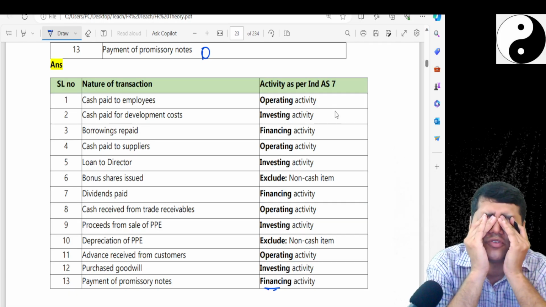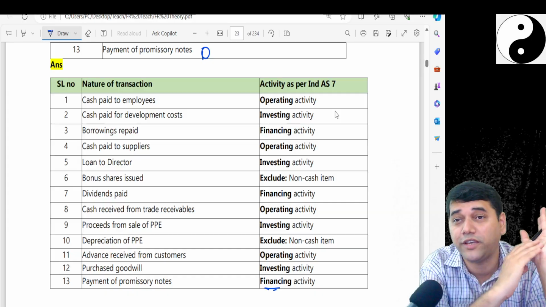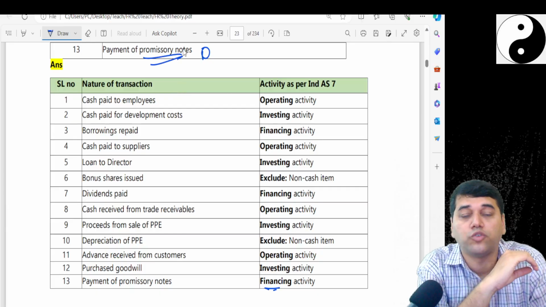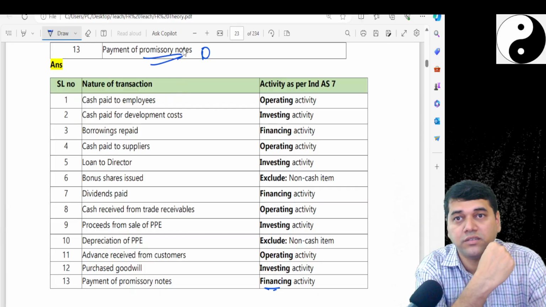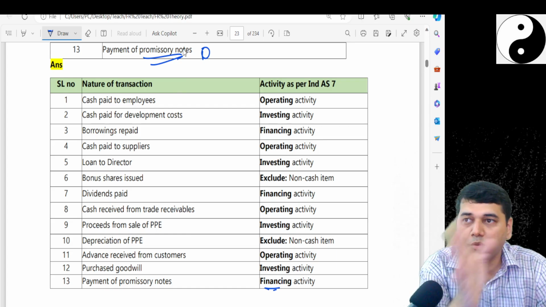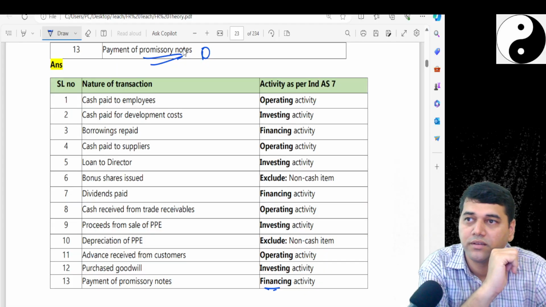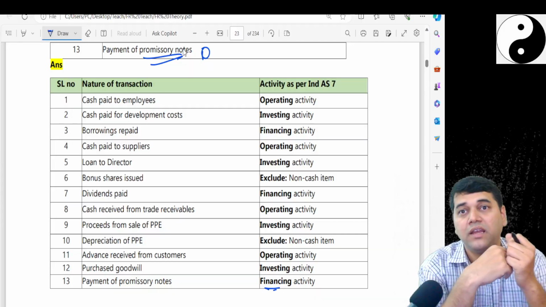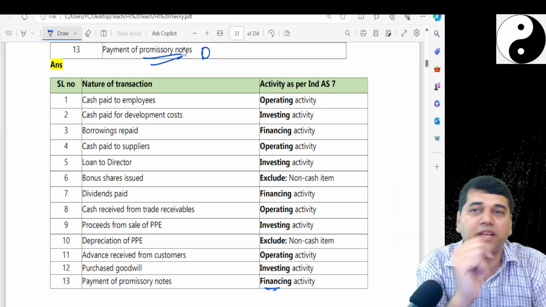I'm sorry, students. Again, we should go back to AFM, the first chapter on security valuation. What is a promissory note? You have got money from the investors, and I mixed it up with bills payable. Bills payable are your operating items. In a promissory note, you have taken money and you promise that after some time you will pay. It's a financing activity.